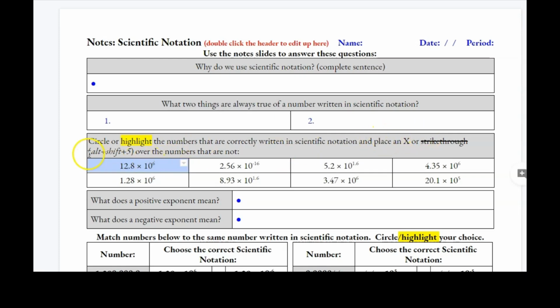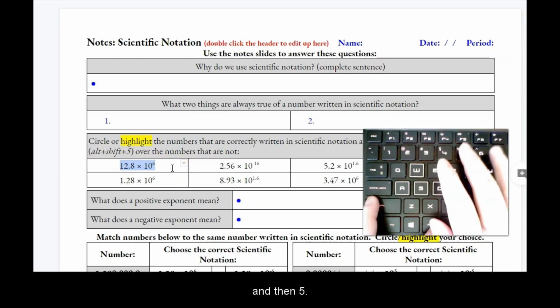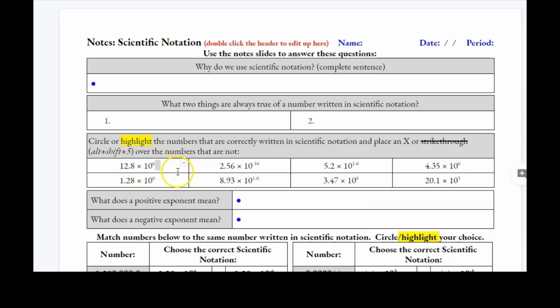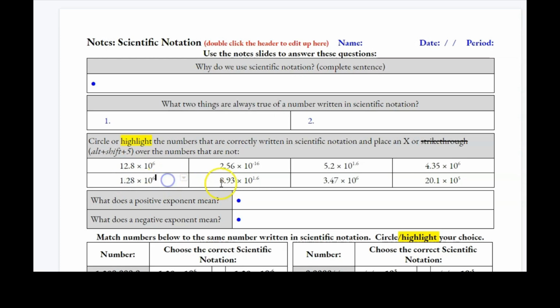You hold Alt, Shift, and 5. Once you've highlighted it, that's Alt, Shift, and then 5. And that will cause it to strike through or cross it out. If you make a mistake, you can just go back and Alt, Shift, 5 again, and that will get rid of the strike through. So you're going to look at each of these numbers and you're going to check, does it have a single digit number to the left of the decimal point? Any of the ones that don't, you should cross out or strike through.